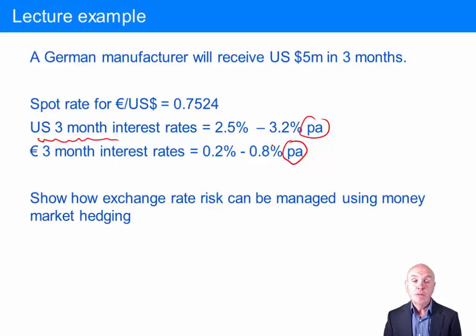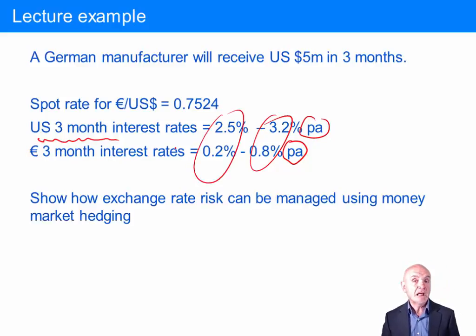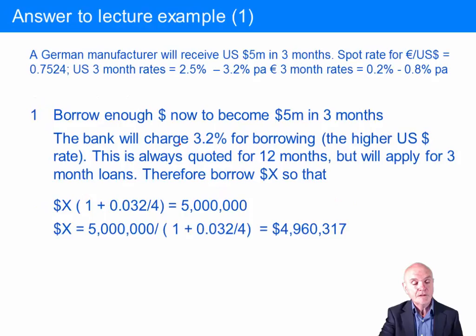So we've got two interest rates, and again there's a bit of a spread in the interest rates. If you're borrowing money, there's no difficulty in knowing what you're going to be charged. You're going to be charged a higher rate. If you're depositing money, the bank will pay you the lower rate. And again, we see this all the time when we're in the high street banks looking at borrowing or depositing. So let's work through this example.